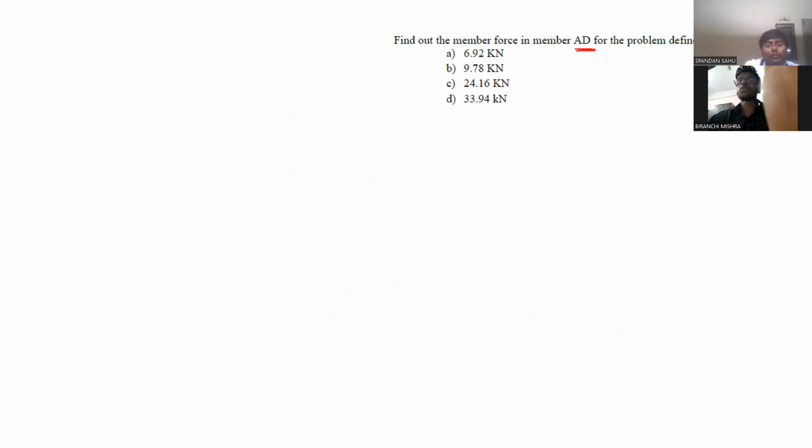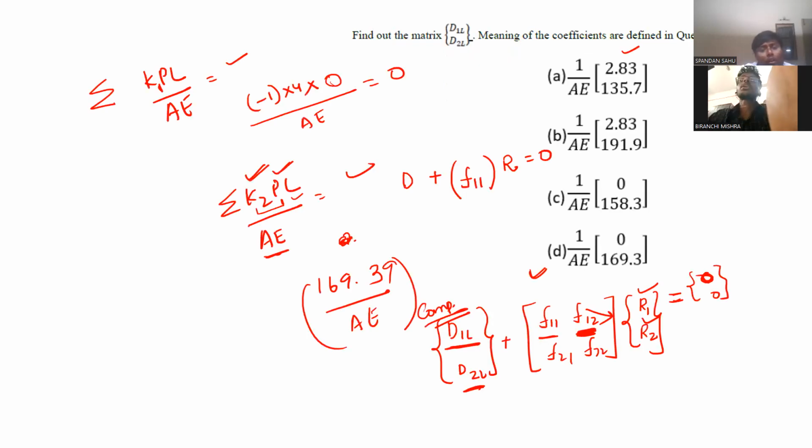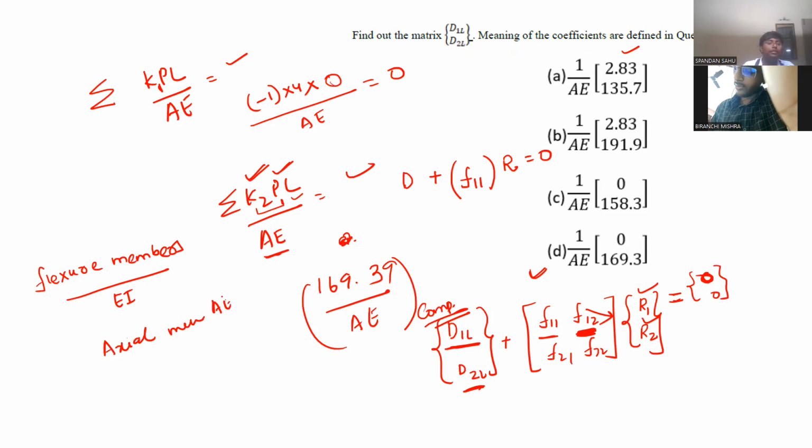Sir, what is the meaning of axial rigidity? EI is the flexural rigidity. It defines the stiffness. What is axial rigidity? AE. Flexural members will contain flexural rigidity. Axial members will contain axial rigidity. Now you tell me what is your question? Sir, what is axial rigidity? What is flexural rigidity?